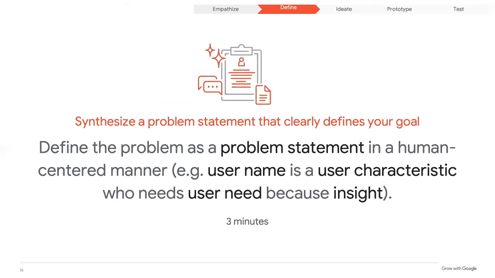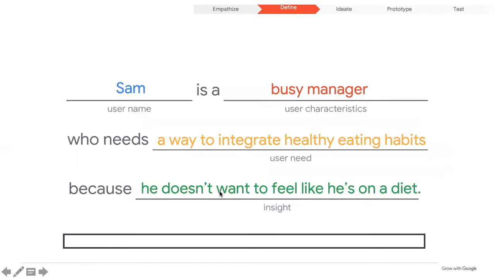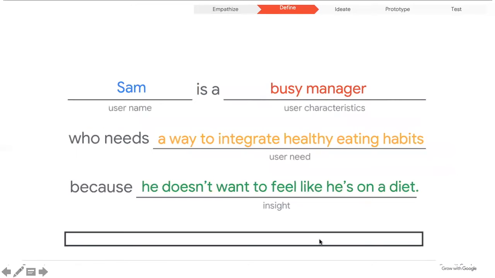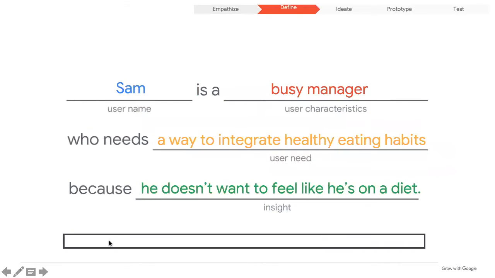I'm going to go back to the previous slide with your problem statement template and give you the example so you can refer to it as you craft your own statements. Working through this, if you have any questions, we're happy to take them through the chat or the Q&A.